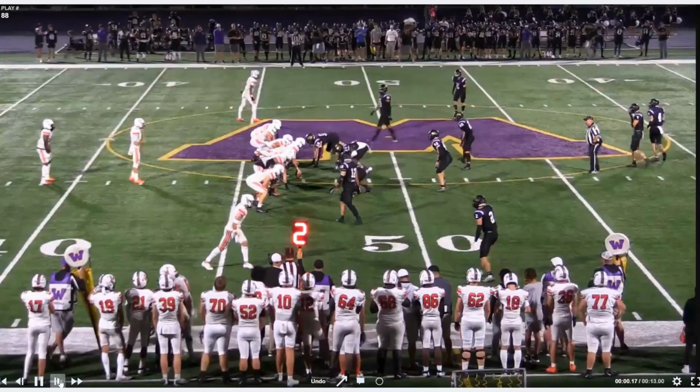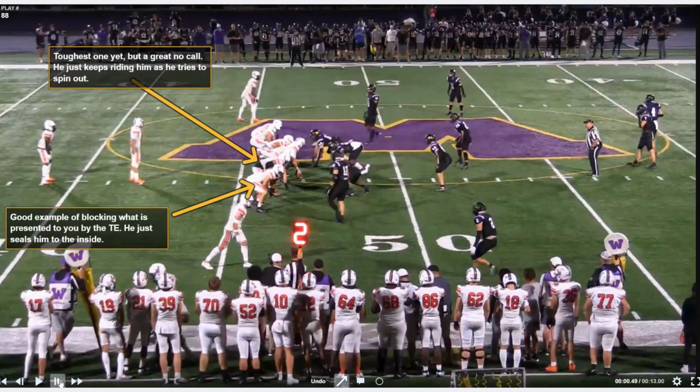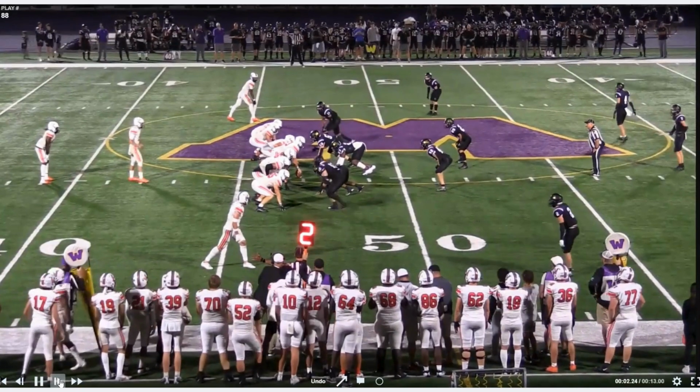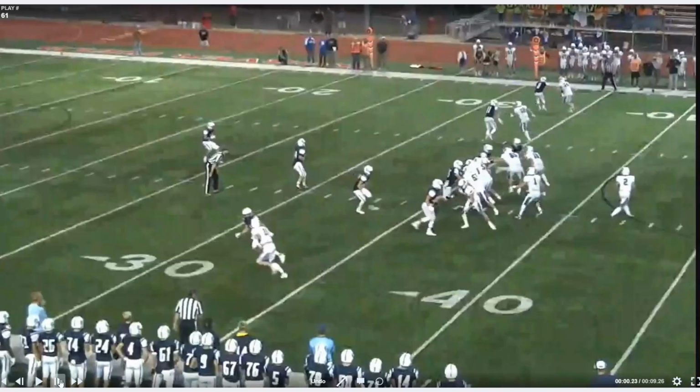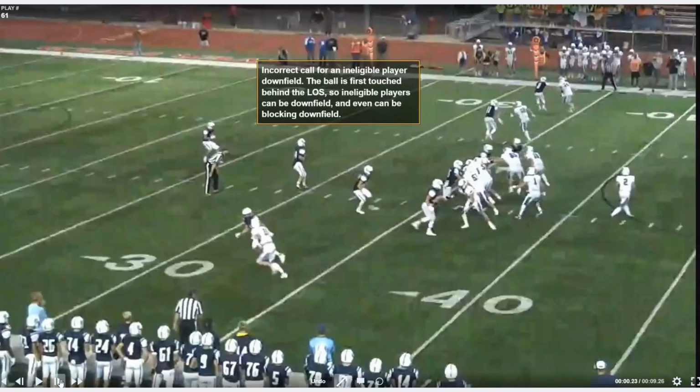And then we finish the play. That's exactly what we want. All right, this is our toughest one yet, but a great correct no call. Again, he just blocks what is present. The same one? My bad. I think I went forward. Sorry. Okay. All right. So past the offensive holdings.